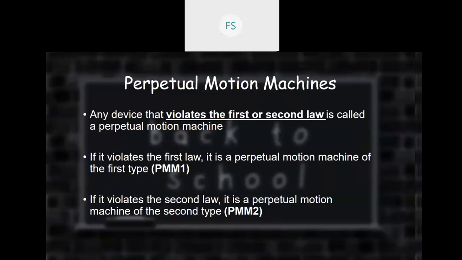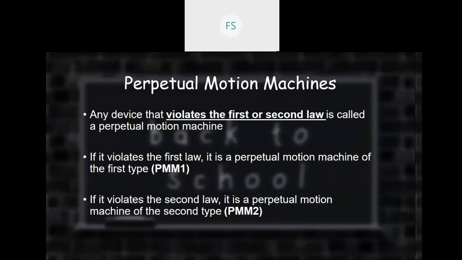Okay, next we will look at the perpetual motion machines. Any device that violates the first or second law is called a perpetual motion machine. It is related to the previous heat engines, refrigerators, and heat pumps. But since these machines violate the first law and the second law, they are called perpetual motion machines.